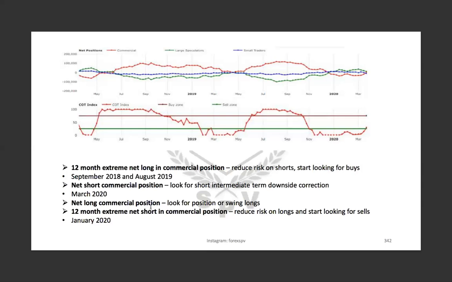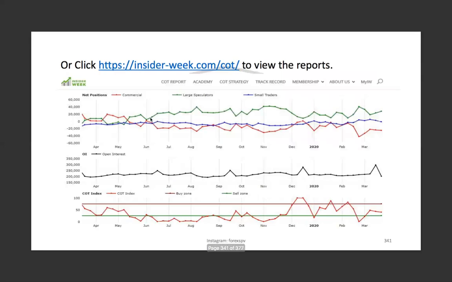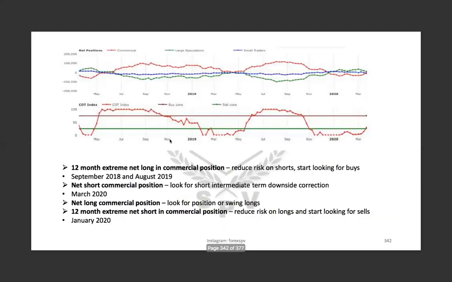And we have the net long commercial position. Those are the ones that have not reached the 12-month extreme, but you see there's a high here and they are going down, a high here though. At this point, this is the 12-month high, but this is also a high. So this is simply net long. Okay. So look for positional swing longs.